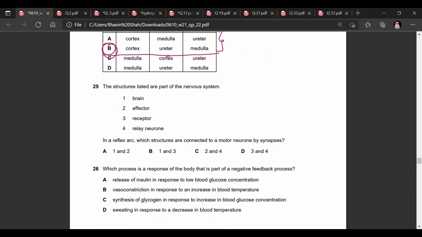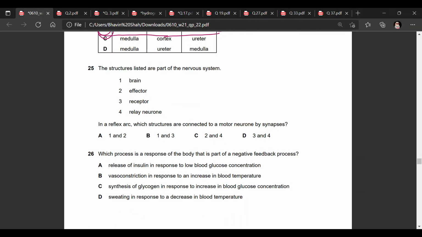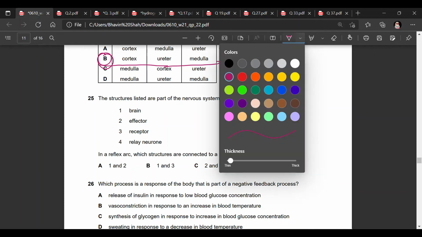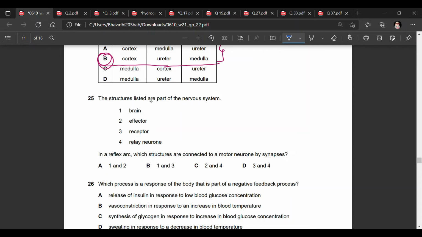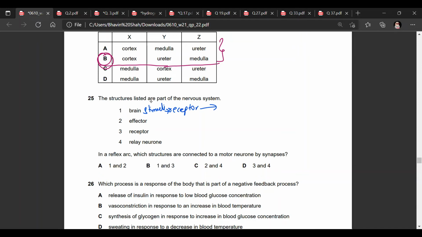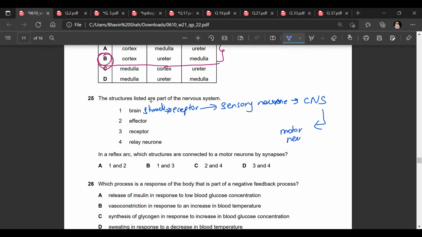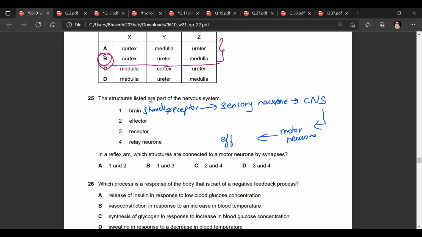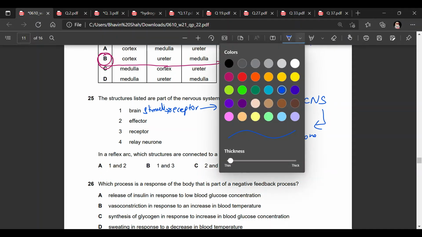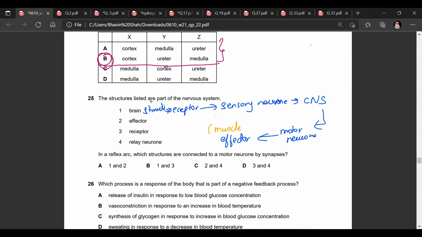Okay. The structures listed are a part of the nervous system: brain, effector, receptor, and the relay neuron. For this, we need to remember another flowchart. The flowchart is that there is a stimulus. This stimulus is picked up by a receptor. The receptor will send the message by the sensory neuron to the central nervous system, which will be the brain or the spinal cord. From here, it moves to the motor neuron. And from the motor neuron, it will go to the effector. There are two effectors of the motor neuron: the muscle or the gland.